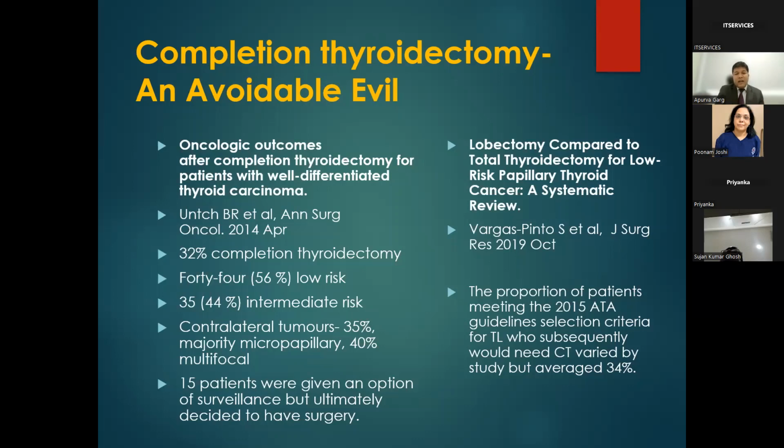Ungabag BR et al. in Annals of Surgery showed that 32% had completion thyroidectomy, 56% had low risk, and 44% had intermediate risk. Contralateral tumors were found in 35% of the patients, and out of them, 40% were micropapillary multifocal carcinomas. 15 patients were given an option of surveillance, but ultimately decided to have surgery. And if we compare lobectomy to total thyroidectomy for low-risk papillary thyroid cancer by Vargas et al., they found that the proportion of patients meeting the 2015 ATA guideline selection criteria for lobectomy who subsequently would need completion thyroidectomy varied by study, but averaged around 34%.